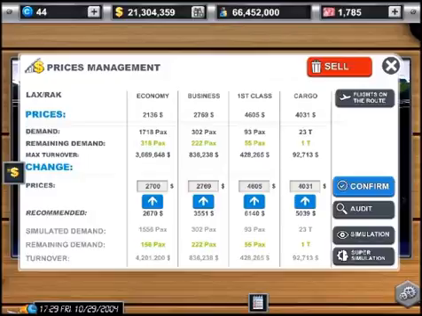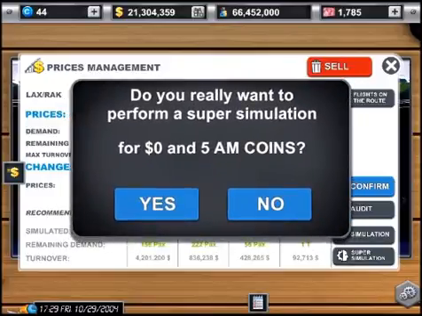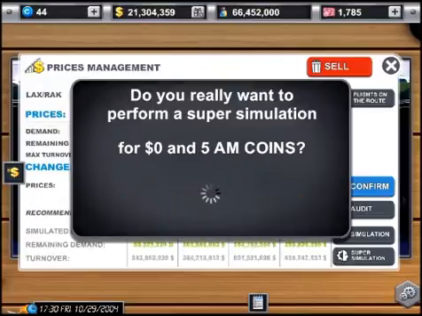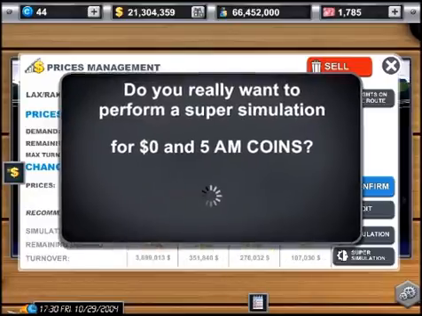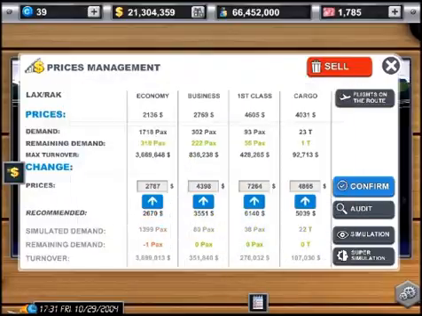But if you hit super simulation and say, do you want to spend 5 AM coins? Sure, well, let's do it. And the computer is going to find the magic solution. And boom, there you go. So it's telling me if we have these prices, we're going to have basically no demand. Now see, we have that -1 here on the left for economy. I don't want that. Let's look.